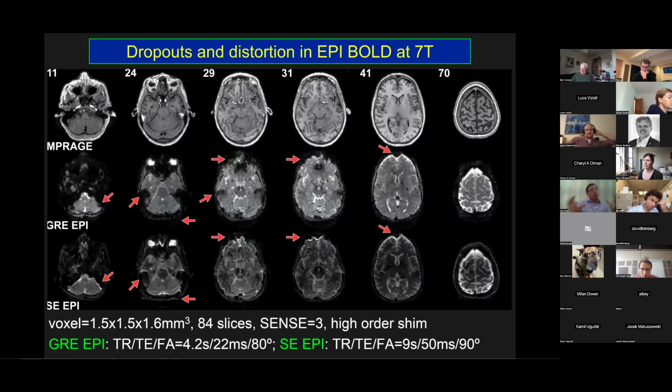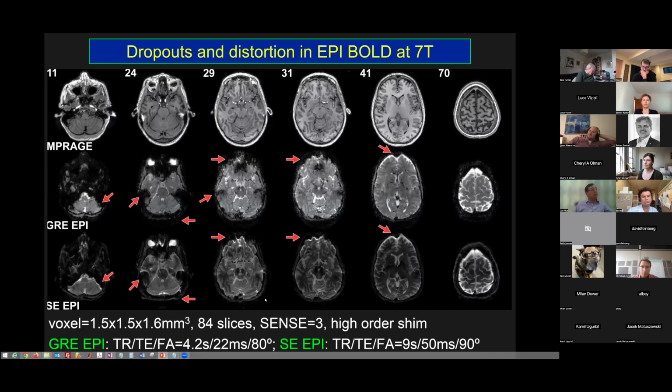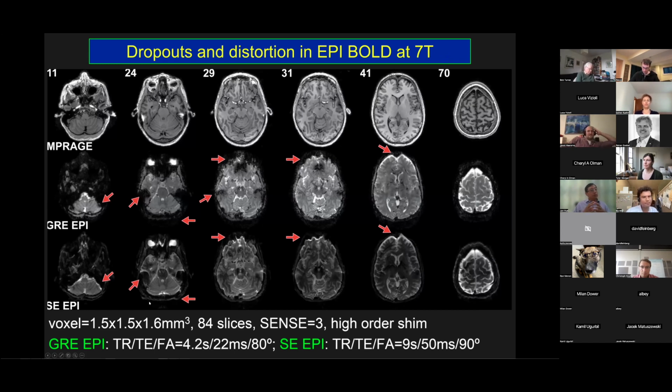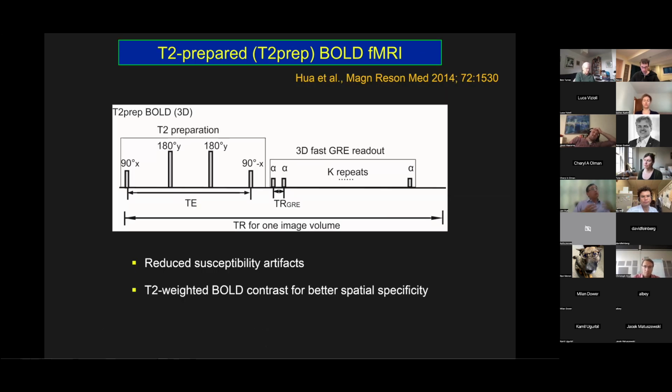We want close to whole brain acquisition. We tried of course the conventional EPI method, spin echo as well. But as you can tell, there's still some dropouts. When we do whole brain, it's very difficult to optimize that. So we eventually used this so-called T2 prepared BOLD functional MRI. This is just a simple method we developed a few years ago. It's not something particularly new, and there are other similar methods as well.